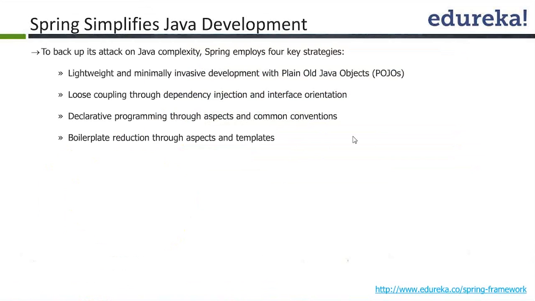POJOs means a class with some attributes or some data members associated with either constructors or setter and getter methods, and which will not extend or implement any of the framework related classes or interfaces. That is what we call a plain old Java object. Next, loose coupling through dependency injection and interface orientation.